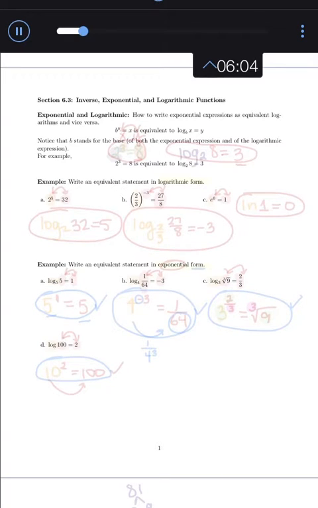Okay, what does it mean for two things to be inverses? Well, if I have 2 to the third equals 8, I can rewrite that as an equivalent logarithmic term. Why? Because they're inverses. The base would just stay the same. So what's the base of our exponential here? Well, it's a base of 2. So I could rewrite it as a log base 2.